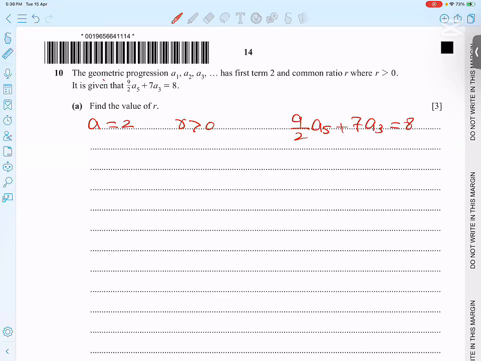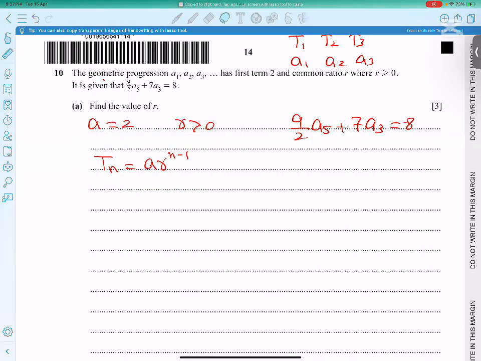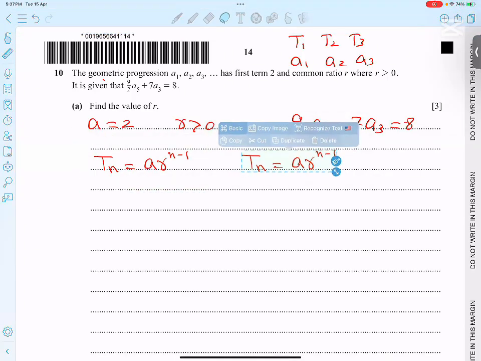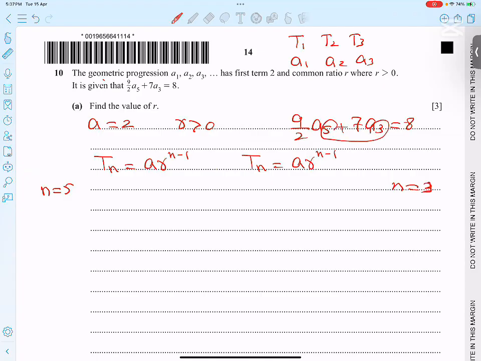Don't get confused, students. Some teachers write T1, T2, T3. Some books write A1, A2, A3. So not a big difference. They are the same. So first of all, what am I going to do? I write T n equals a r to the power n minus 1. So this formula we are using 2 times. One time I plug in n equals 5 and one time I plug in n equals 3. The logic is very clear, 5 and 3.